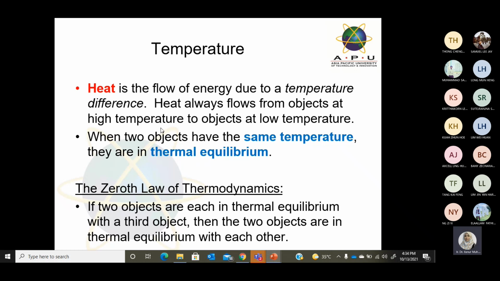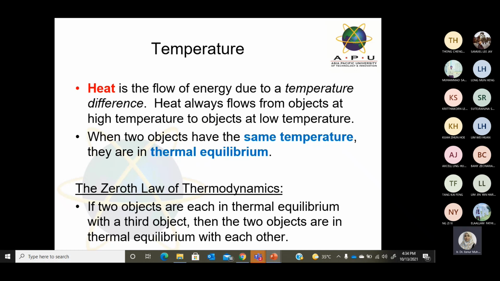In the car it is also the same. The temperature outside the car is hot in Malaysia. Other countries are different. So in Malaysia, if the heat outside is more than the heat inside the car, heat will move from outside of the car to inside of the car. So always remember heat always flows from high to low. When two objects have the same temperature, they are in thermal equilibrium. Equilibrium means static, don't move.